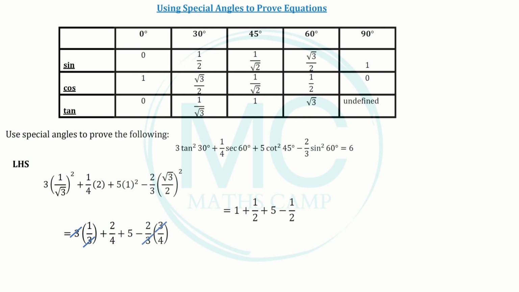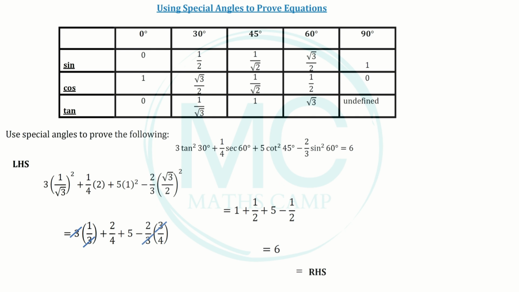Now we have 1 plus 1 over 2 plus 5 minus 1 over 2. 1 over 2 minus 1 over 2 leaves us with 0. So we're left with 1 plus 5, which gives us an answer of 6. Now we can see that the left-hand side is also equal to 6. So we can say it is equal to the right-hand side.